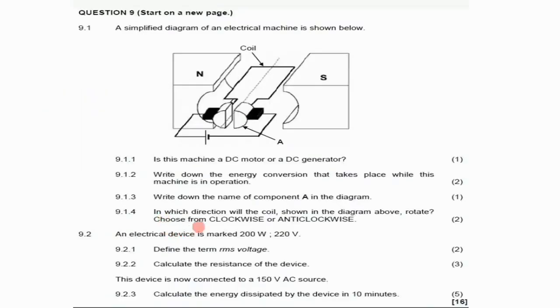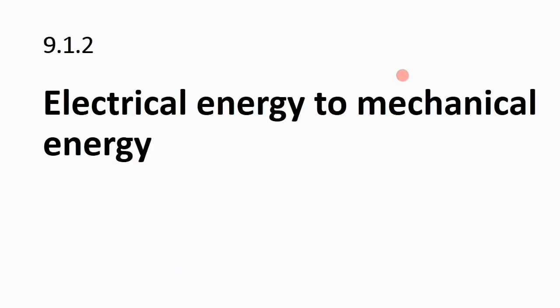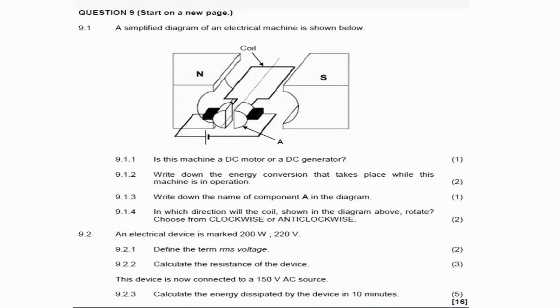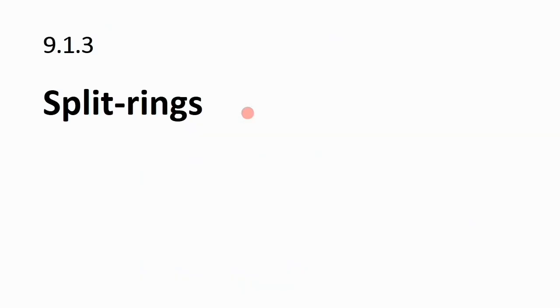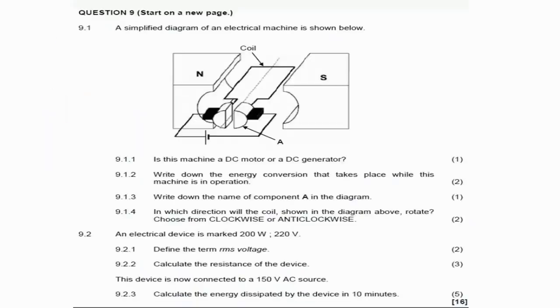Then 9.1.2 says write down the energy conversion that takes place while the machine is in operation. We know what a motor does. It takes electrical energy and converts it to mechanical energy, contrary to what a generator does. Then 9.1.3 says write down the name of component A in the diagram. So what is component A? We already know it is what we call the split rings or the split ring commutator.